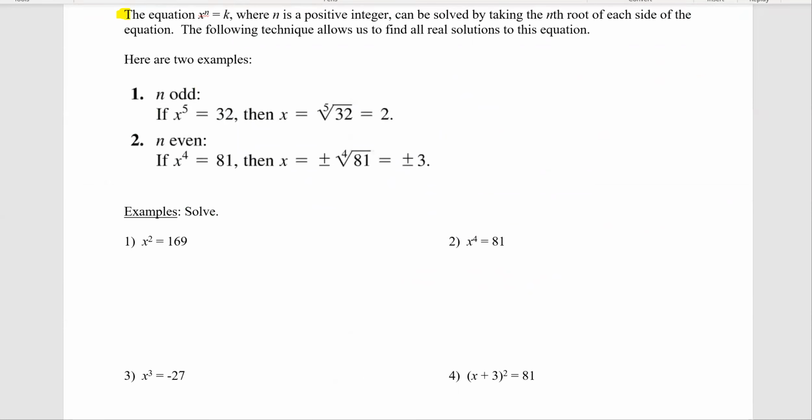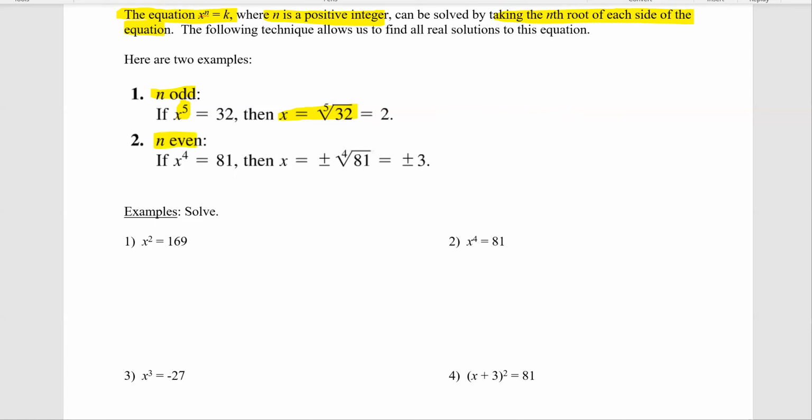The equation x to the n is equal to k, where n is a positive integer, can be solved by taking the nth root of each side of the equation. The following technique allows us to find all real solutions to this equation. Here are two examples. If we have x to the fifth is equal to 32, then we know that x is equal to the fifth root of 32, which is equal to 2.